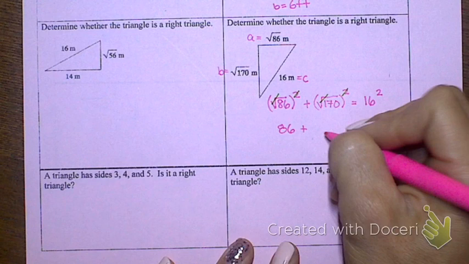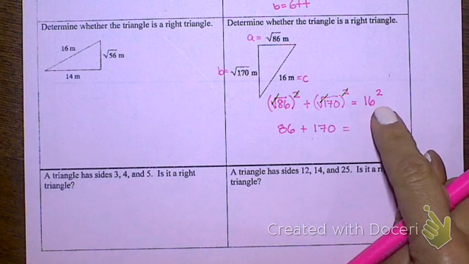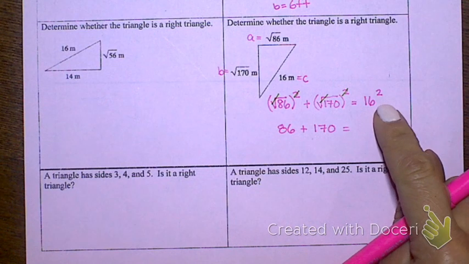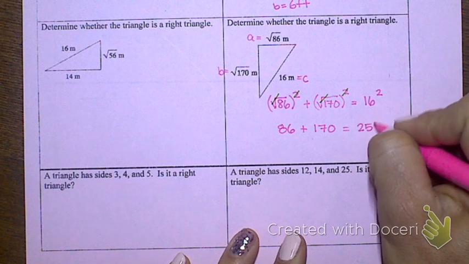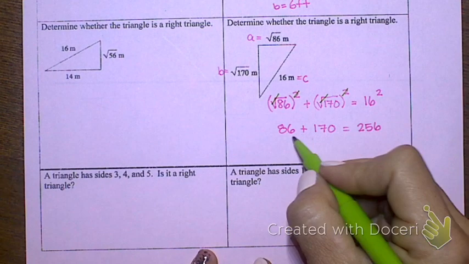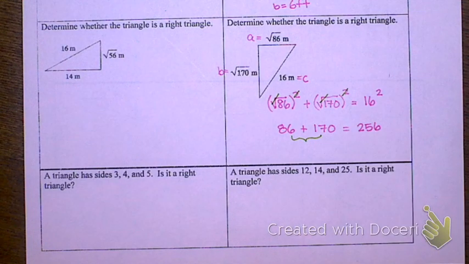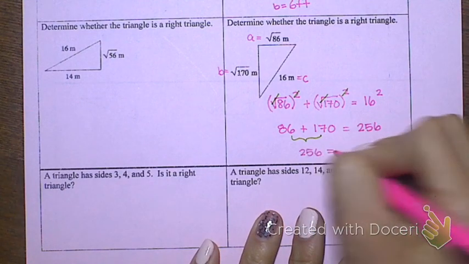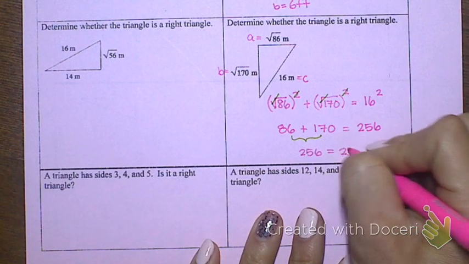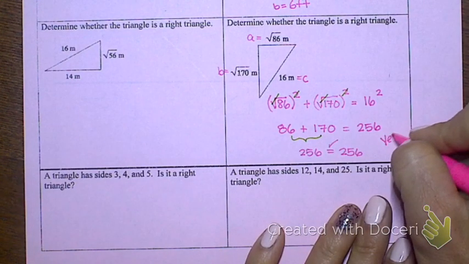Now, do you actually need to square 16 and figure out what that is? Yeah, what's 16 times 16? 256. All right, so now we're going to add this side and see if it adds up to be the same as this side. So what's 86 plus 170? 256. Okay, so does that check out? Are the two sides equal? Okay, so your answer is yes, it is a right triangle.